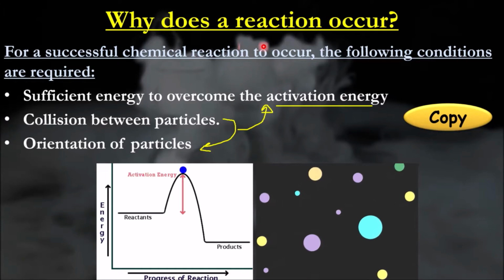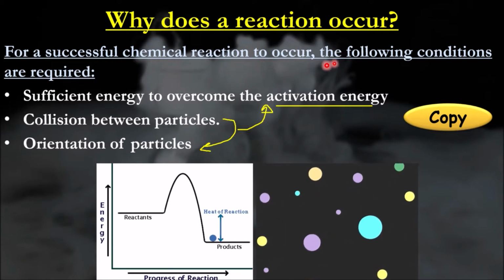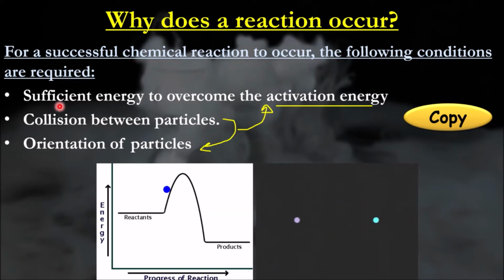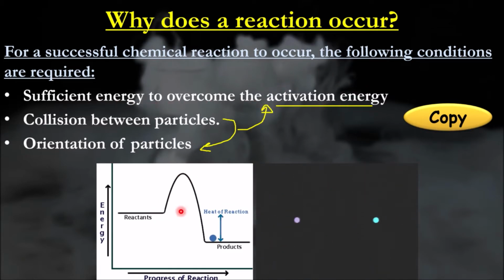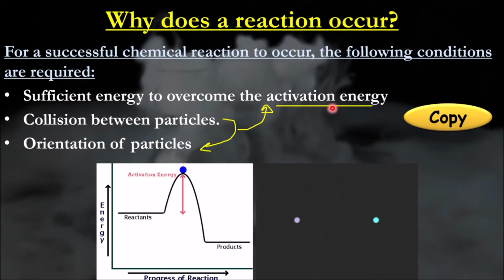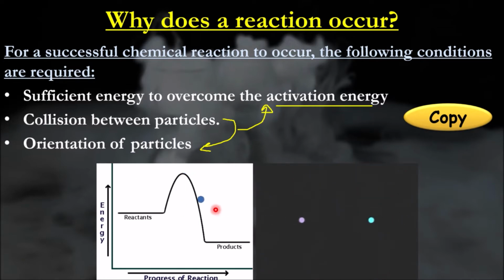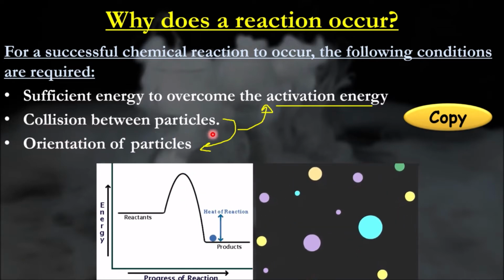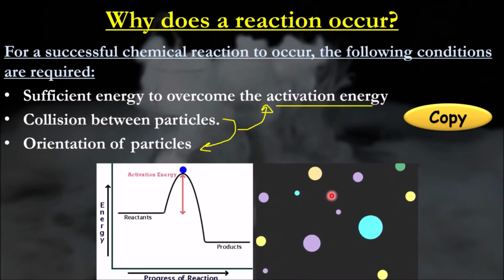So let's talk about why a chemical reaction occurs. For a successful chemical reaction to occur, the following conditions are required. You need sufficient energy to overcome an activation energy. As you can see in this diagram here, it's sort of like an energy barrier, so to speak. It's the minimal amount of energy that's required by the reactants in order to cause a transition of chemicals into a different form. You need to have collision, and that collision needs to be in the correct orientation.